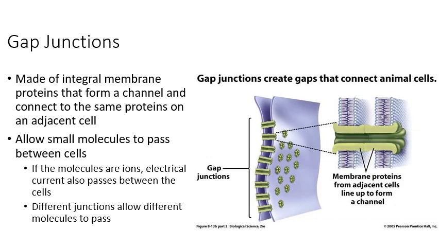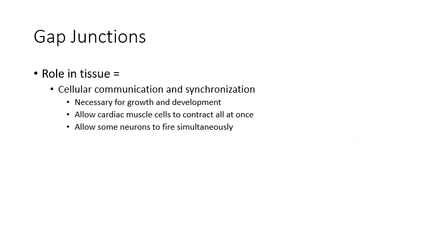If you're talking about ions that are passing through, like a sodium ion, for instance, that would be carrying its charge with it, and anytime you have electrical charges moving, that's a current. So gap junctions can carry electrical currents from one cell to the next cell if ions are passing through them. And some gap junctions can select what specific type of molecule they'll allow to pass through. So the role of gap junctions in the tissue is going to be to allow cells to communicate with each other and to synchronize their activity.